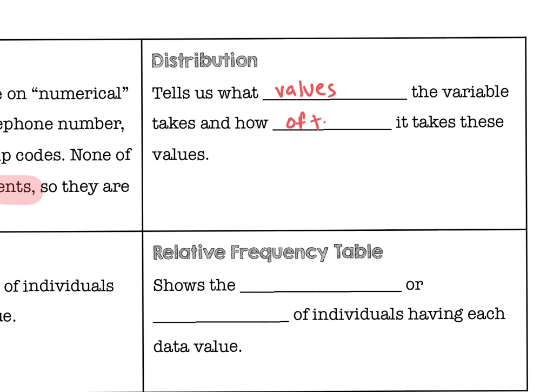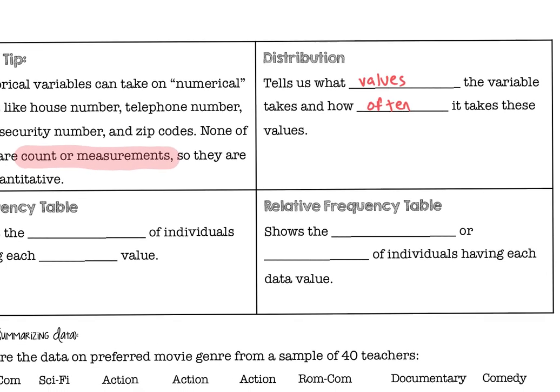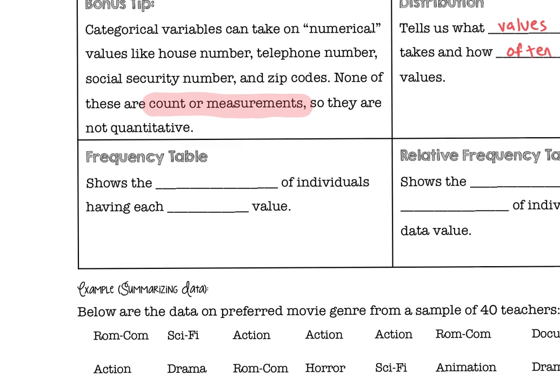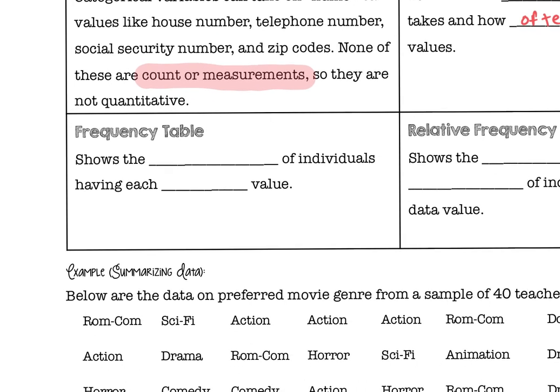it takes these values. Okay, and so when it comes to this, we're going to look at either bell curves or we're going to look at dot plots. And dot plots are really good for telling us how often it takes these values here. Okay, but also too, when we're trying to analyze data, we can look at a frequency table. Okay, and this is great for being able to analyze data. What a frequency table does is it shows you the number of individuals having each data value.